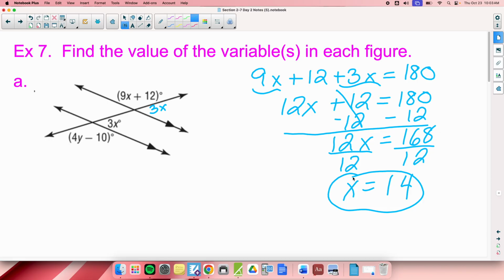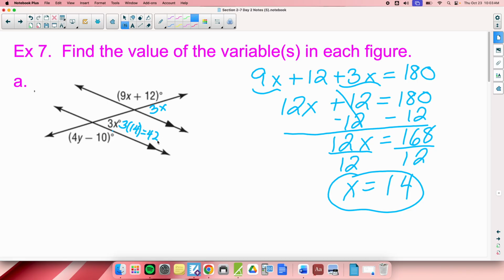Now I'm not done yet because I have to find y. So here's what we're going to do. We're going to put 14 back into one of these two. Doesn't this one look easier to put it into? What's 3 times 14? Yep.